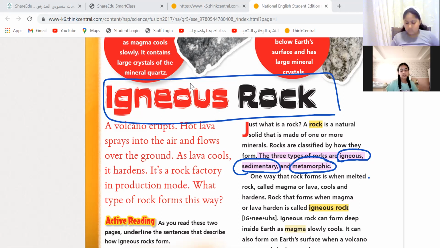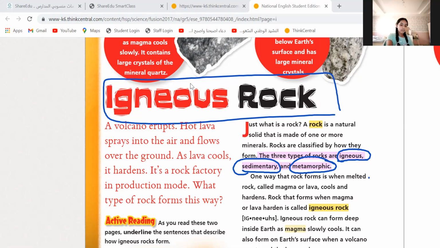Say it again after me, please. Igneous rock. Excellent. And I want someone to tell me, how did igneous rocks form? Yes, Tyler. No, how did they form? Do not read. It's better to tell me from what you understood. Yes, Maria. Lava hardens. Excellent. Lava and magma, or both. Okay, one of them or both.